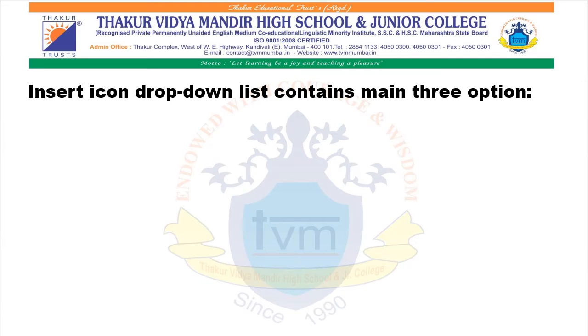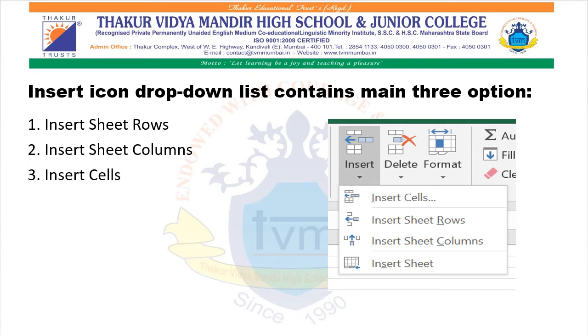Now here in the slide you can see the image of the insert icon, and once you click on the insert icon, the drop down list will have three main options: insert cell, insert sheet row and insert sheet column. Insert sheet row explains how to insert a row between the already existing data. Insert sheet column explains how to insert a column between two existing columns, and third is insert cells, that is how to insert the cell or cells between two existing cells.